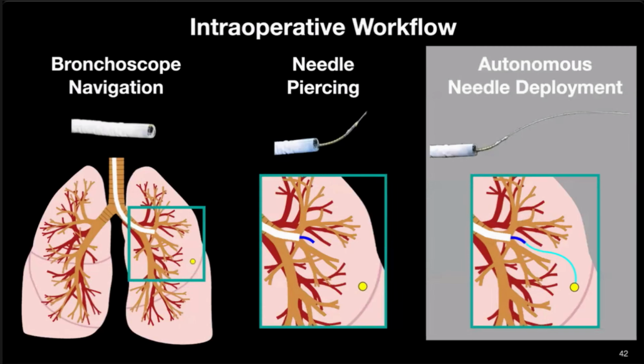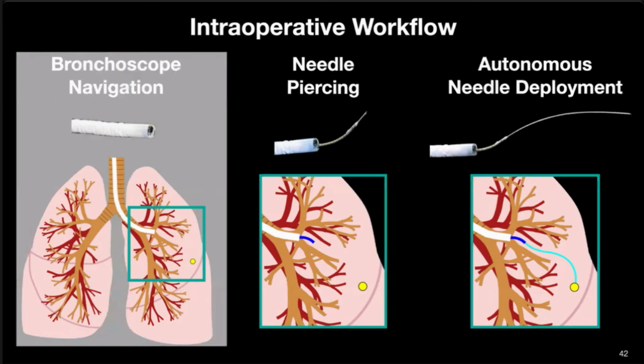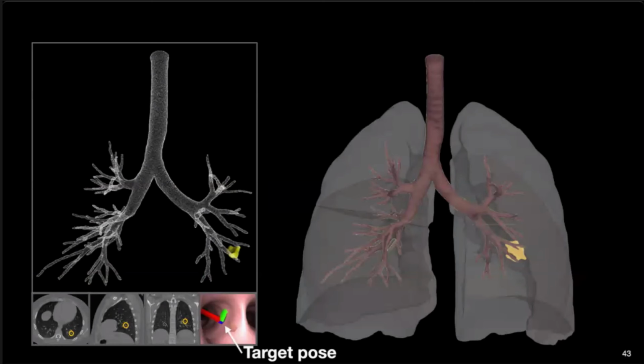So we focused primarily on setting up and performing the autonomous needle deployment. Now let's go deeper into the bronchoscope navigation. In our in vivo experiment, bronchoscope navigation was purely manual, but we recently also have been working on greater levels of assistance for the bronchoscope placement. So as before, from a preoperative CT scan, we can create a 3D model of the anatomy in which we can identify a target pose where to park the bronchoscope.